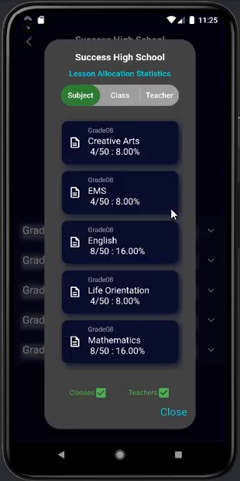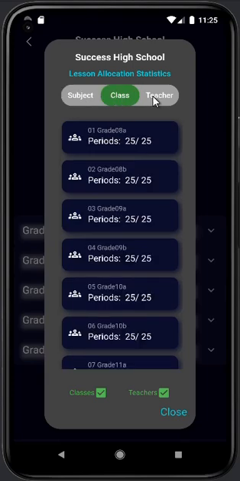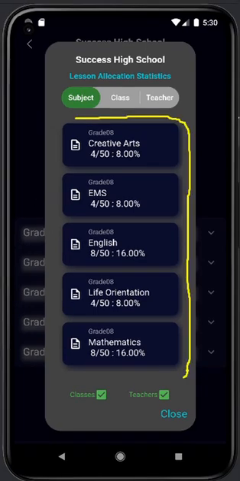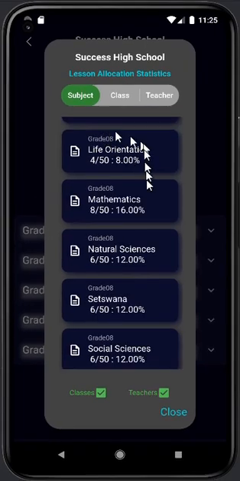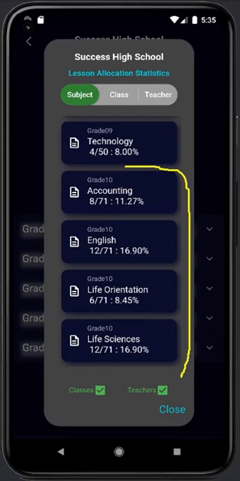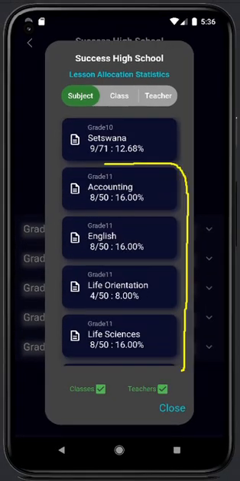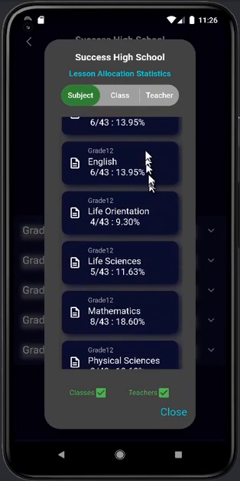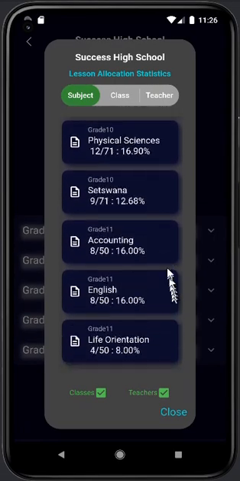The icon provides lesson statistics in terms of subjects, student classes, and teachers. In the subject statistics, it displays statistics for all subjects in each grade. In our case, the statistics are for all subjects in grade 8, for all subjects in grade 9, for all subjects in grade 10, for all subjects in grade 11, and for all subjects in grade 12. Let's scroll back to the first subject in grade 8.